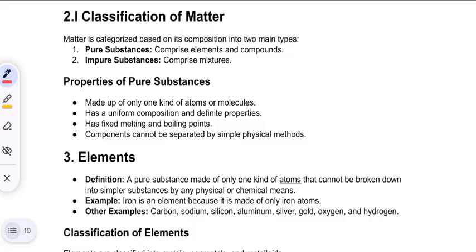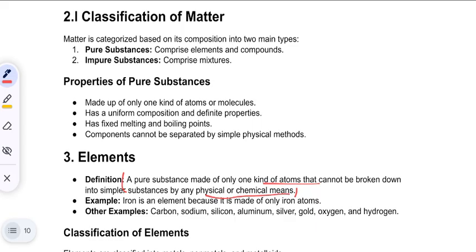Now the next topic is elements. What are elements? Elements are pure substances made up of one kind of atom that cannot be broken down into simpler parts by any physical or chemical means. As I explained, they cannot be broken into simpler substances by any means.